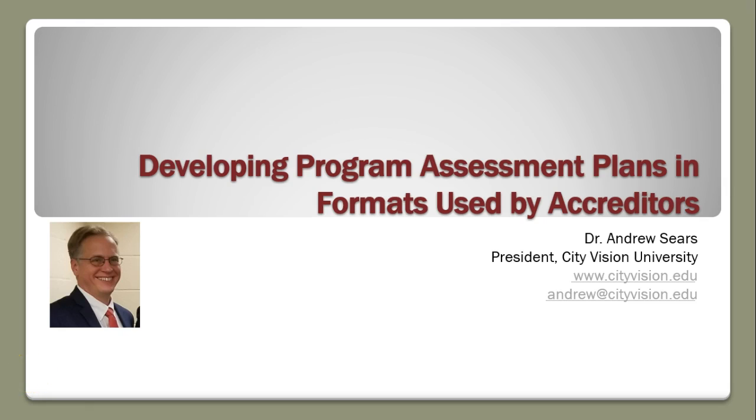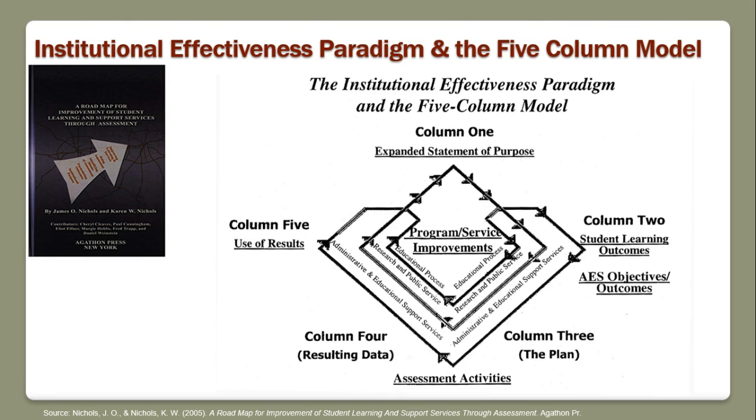So once you have a curriculum map, then you can use that to try to get a program assessment plan into a format that's used by accreditors. One of the best books that I've read around this, and it just provides the big picture, is called A Roadmap for Improving Student Learning and Support Services Through Assessment. And it uses what they call the 5-column model.